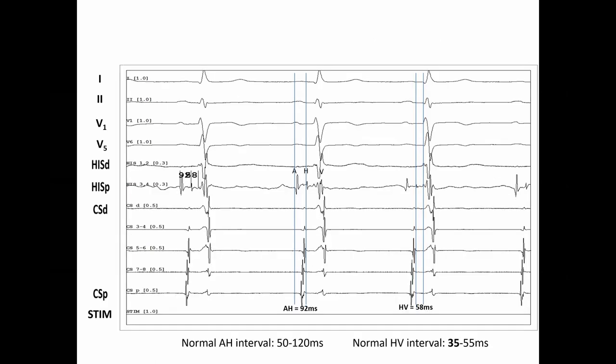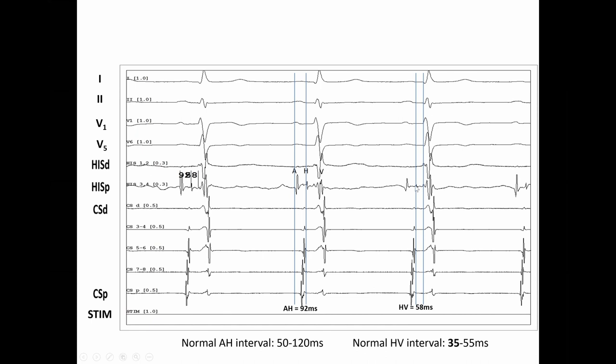And here's a different example. The numbers have got a bit squashed over on the left-hand side of the screen, so I put calipers on myself. So we've measured an AH interval here. It's 92 milliseconds. And this is the time of conduction across the AV node, so the AV node is within this AH interval. Normal is 50 to 120, so this is normal at 92 milliseconds.